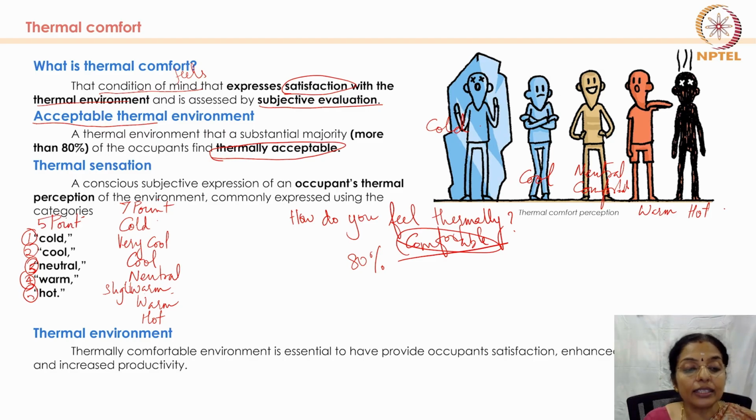So a thermally comfortable environment is essential to providing occupant satisfaction. For the occupants to feel satisfied, it is essential to have an environment which is comfortable, which enhances health as well as increases productivity, because it becomes very important in spaces like office buildings where people work for continuous hours, or classrooms where students sit for long hours in a class. If it is not thermally comfortable, then it affects their health and also their productivity.